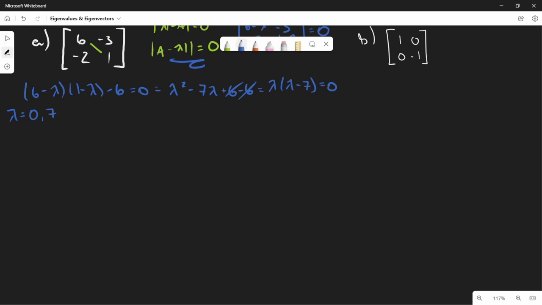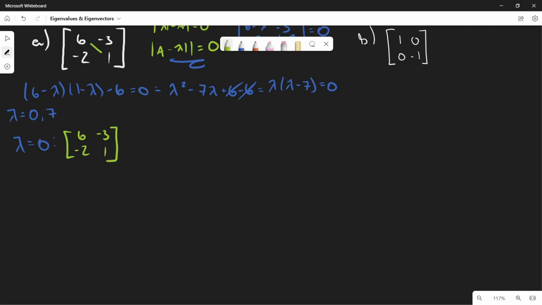To do that, we just plug in our eigenvalues. So when lambda is equal to 0, we get that our matrix becomes 6 minus 0, it's just 6. These stay the same, and you have 1 minus 0, it's just 1. And so that will be our matrix.